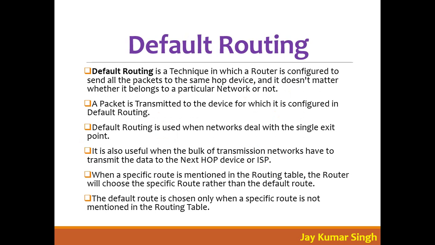Now, default routing. Default routing is a technique in which the router sends all packets to the same next hop, the same device which is connected to it. It doesn't matter where the packet is going or which network it belongs to. It doesn't check anything. Any packet which comes to it, it directly forwards. That's it. Default routing is configured in organizations for creating communication to the ISP.